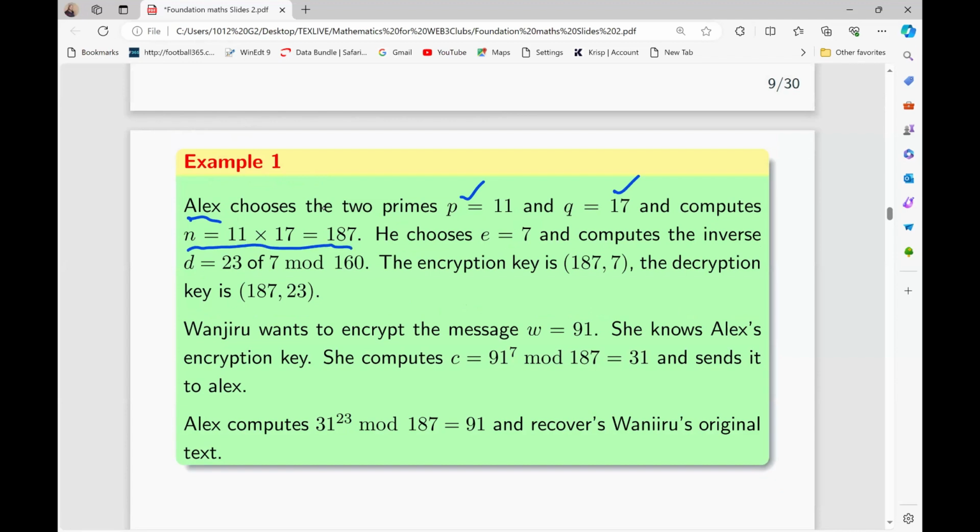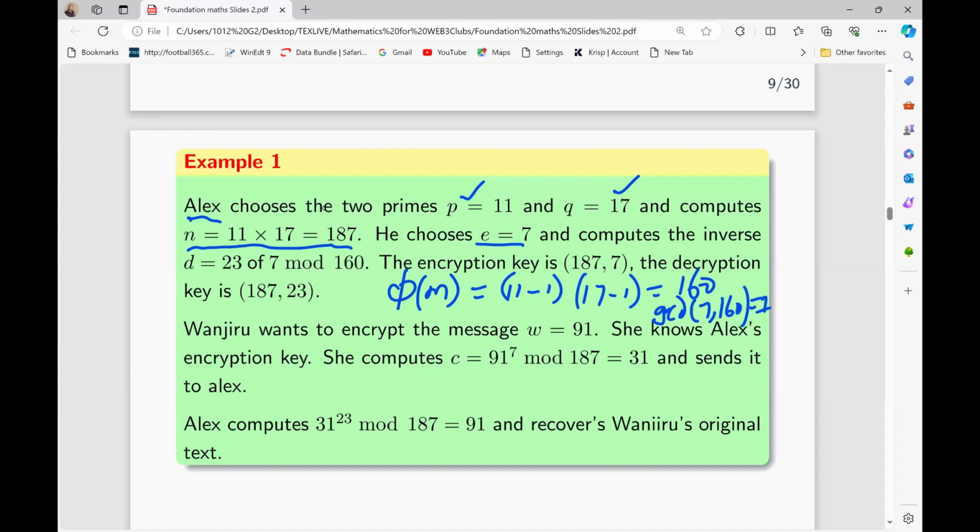The other role that he is supposed to do is to pick a number which is relatively prime to phi of M. So he's supposed to first find what phi of M is, and phi of M is 11 minus 1 multiplied by 17 minus 1, which is 160. Then he picks a number which is relatively prime to this. He has decided to choose 7 because the GCD of 7 and 160 is 1. So he has made the right choice.